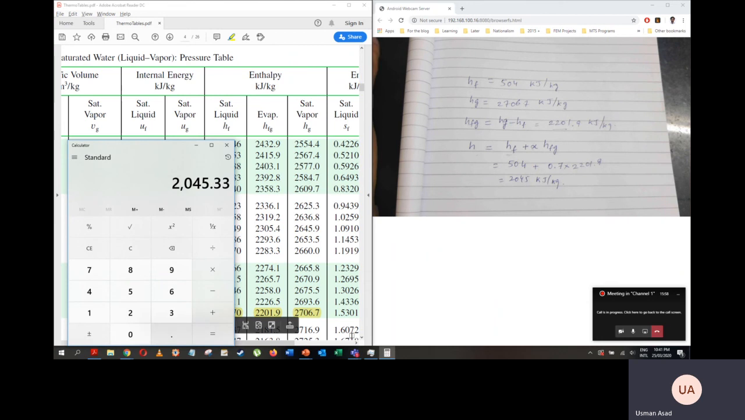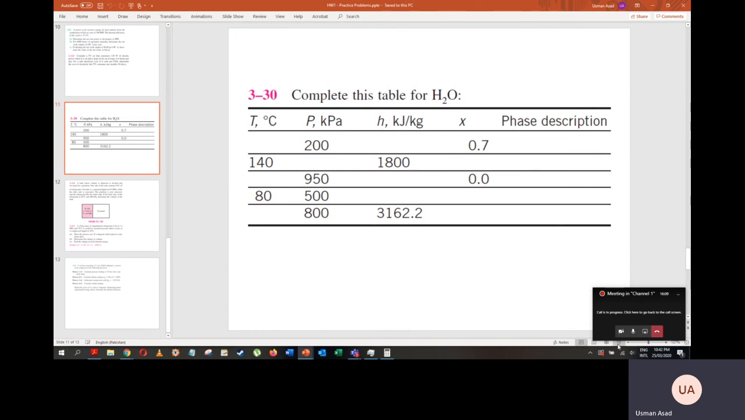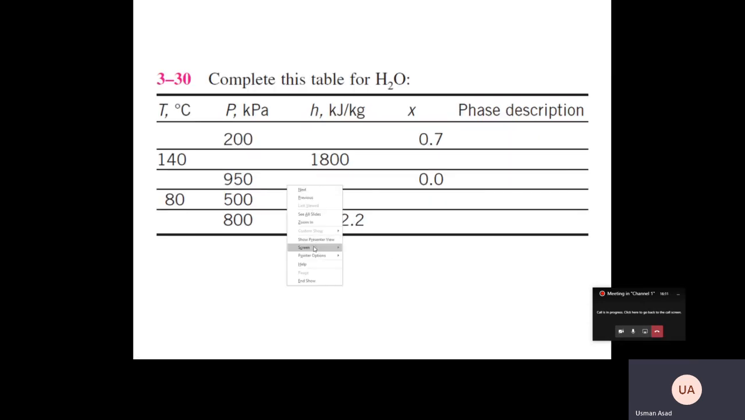So looking back at our question, which should be where? Here, हम कह सकते हैं कि जो temperature है, that is 120 degrees, right? And this enthalpy value is around 2045, and you are definitely in the mixed region.